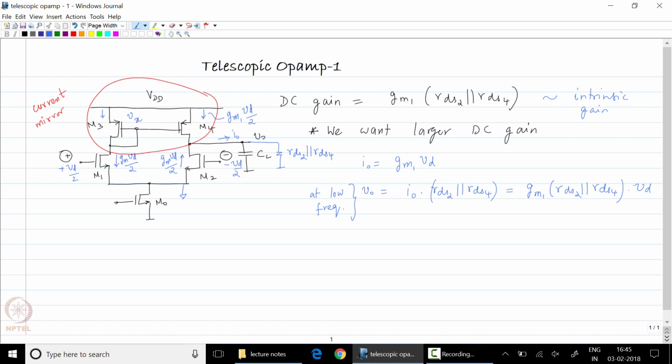The signal currents from both halves of the circuit need to be additive at the output node. So that is an important requirement. And number 2, the output resistance needs to be high.